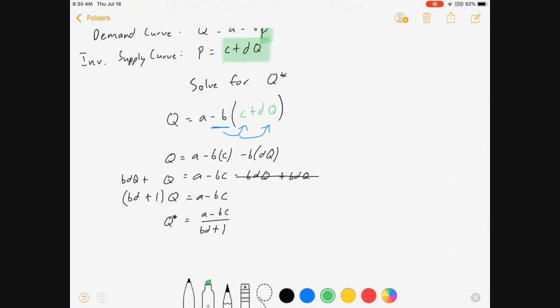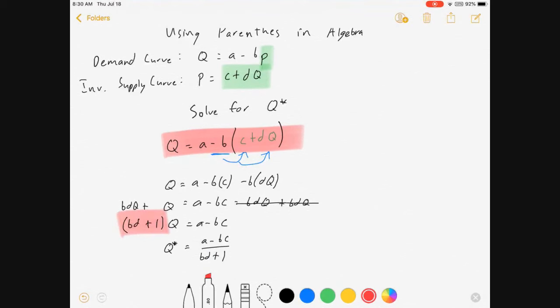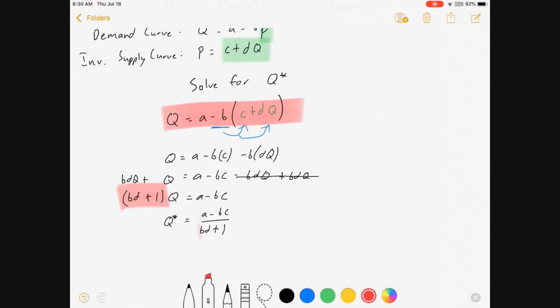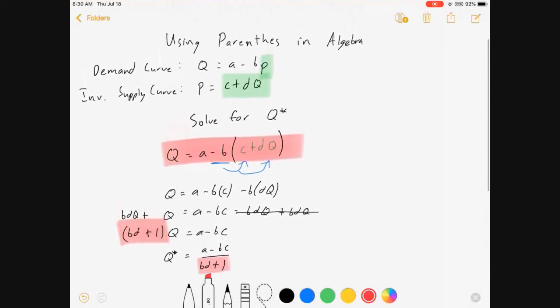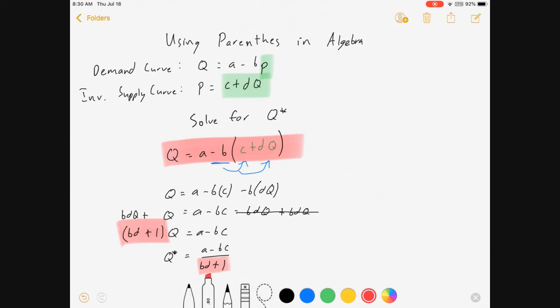So where were all the places where we had to use parentheses? There was the initial substitution. There was later during our solving, and even if you want to think of it that way, right here for our division. Just to solve for Q, which is one of the simplest things we do in econ, we had to use parentheses three different times. So I hope you get used to it, because you're going to need it.